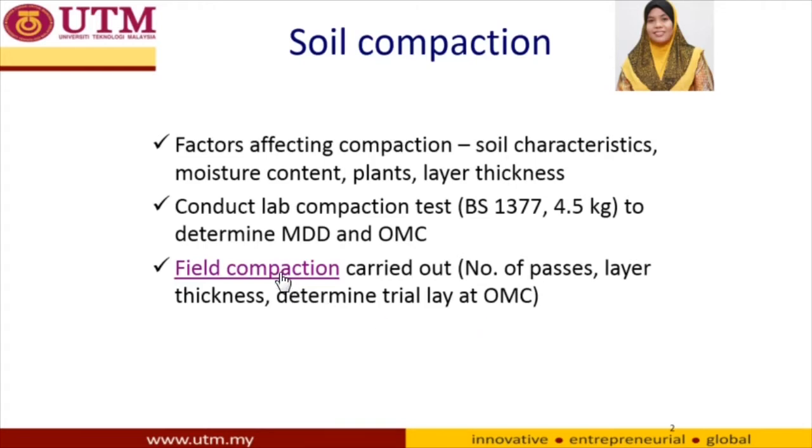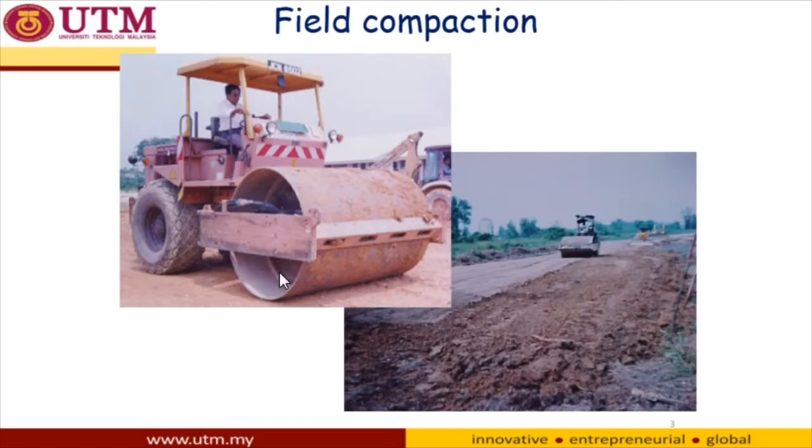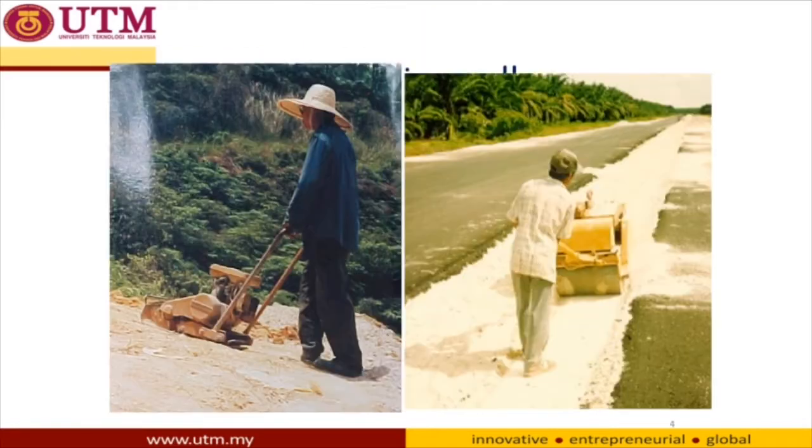Okay, let's have a look at this photo. It shows the field compaction of the subgrade using a single steel wheel roller. So, how do we ensure the field compaction undertaken by the contractor achieves the specification? And what quality checking can be conducted on site to verify the compaction works?